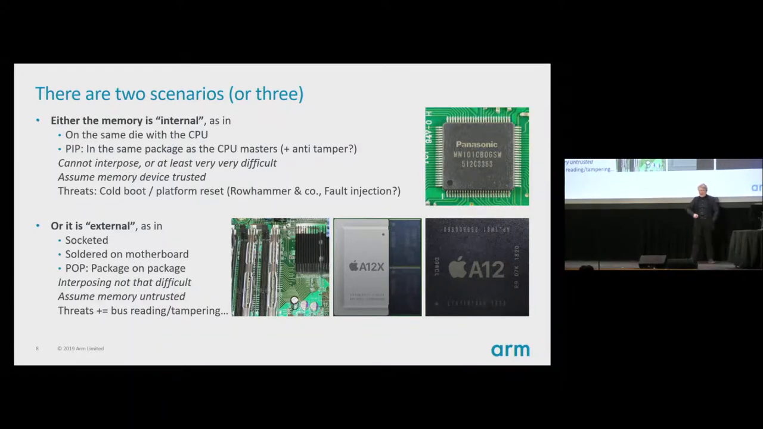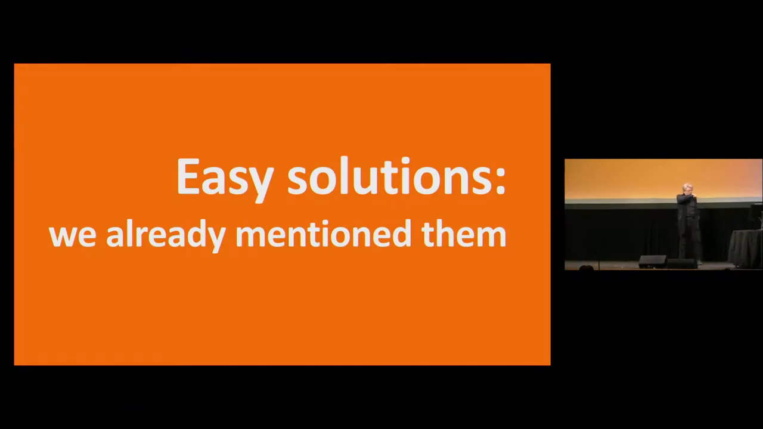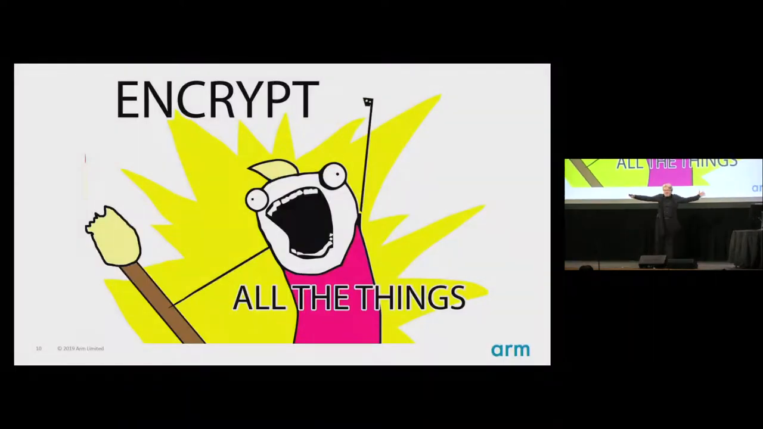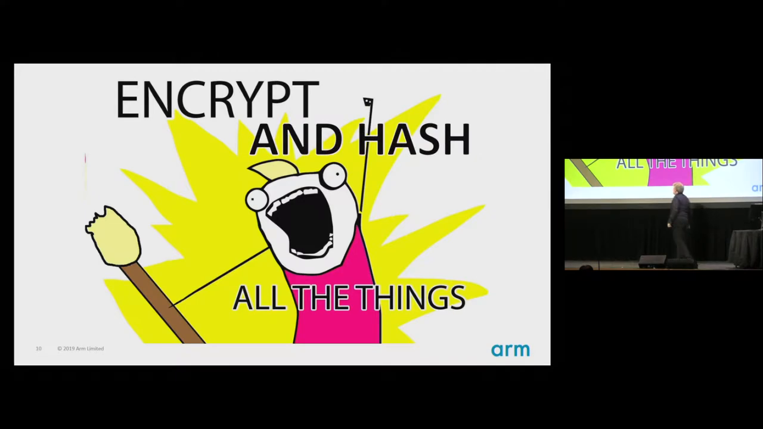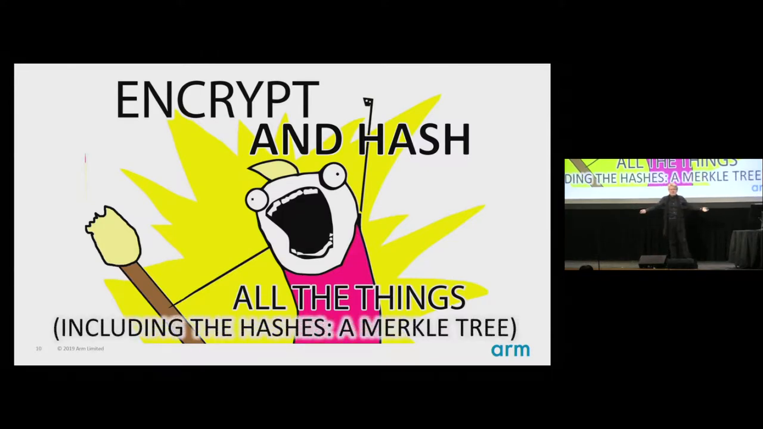So threats here are augmented by actually bus reading and memory transaction tampering. But we are lucky. There are easy solutions, and I already mentioned them a couple of slides ago. So you encrypt all the memory. Okay, you are considering some easy modifications of the memory, some fault injection, Rowhammer. Well, then hash all the memory. And if you want to defend yourself against those attackers that can actively modify things and replace stuff in your memory, then hash also the hashes, and you get a Merkle tree.